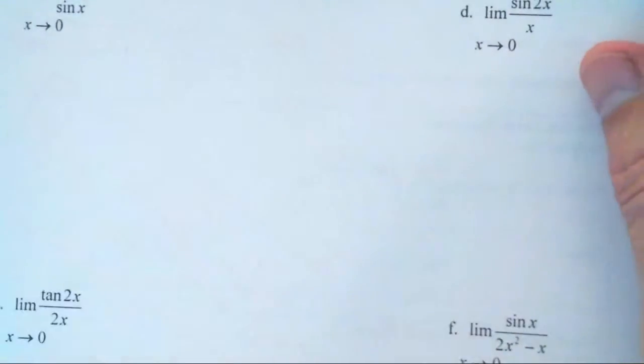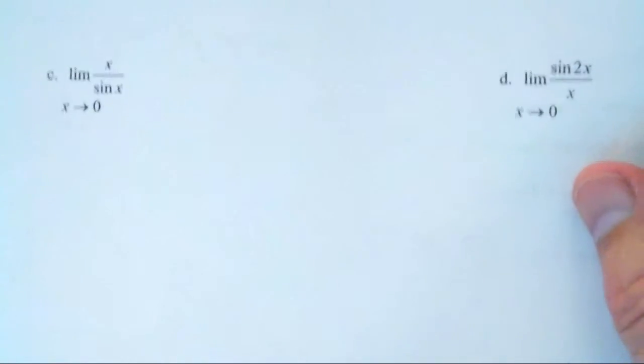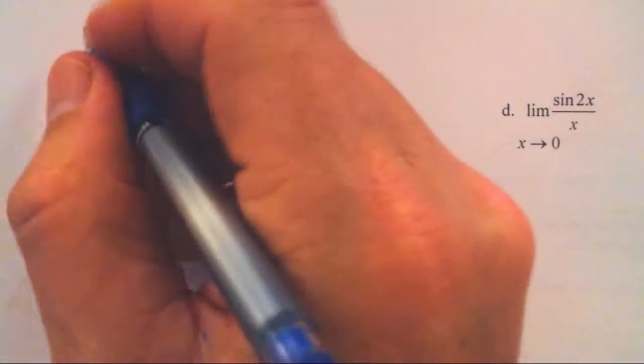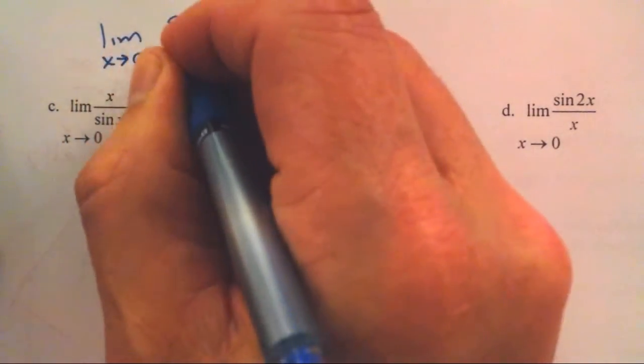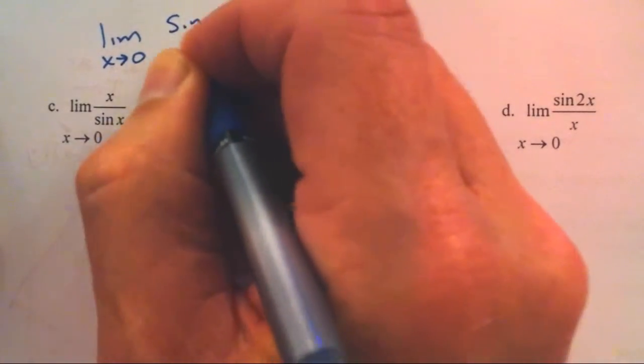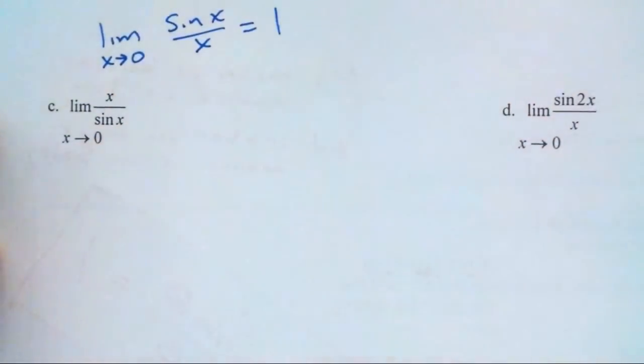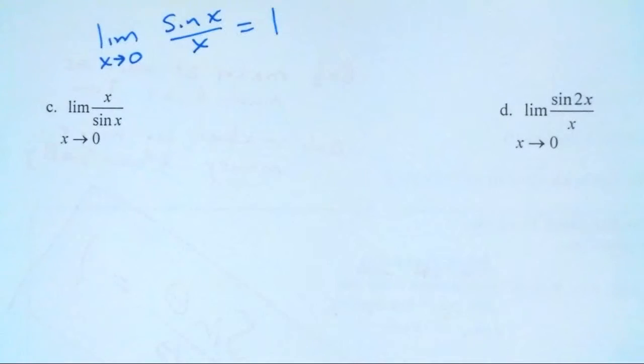All right. First thing I'm going to do up here is right at the top, our MVP by far of this section. I'm just going to write it again. The limit as x approaches 0 of sine of x on x is 1. I am completely driven to see sine of x on x.